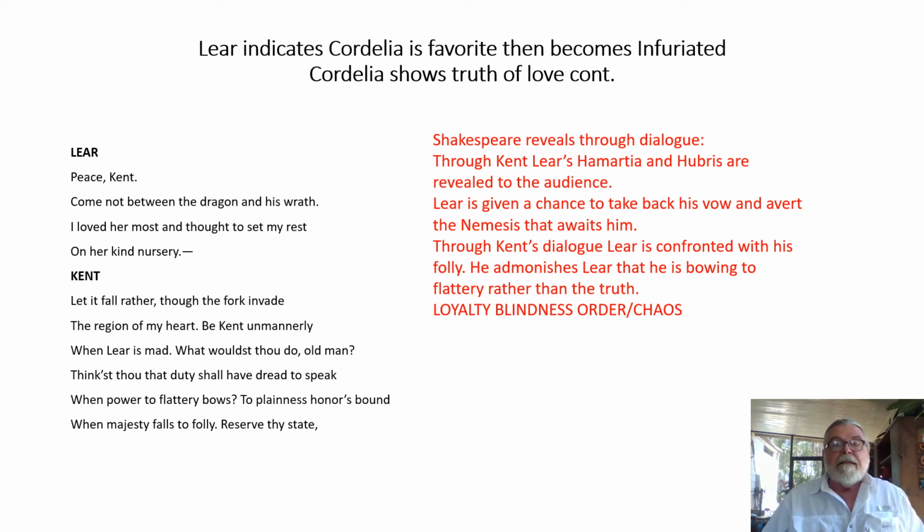Through Kent, Lear's hamartia and hubris are revealed to the audience. Lear is given a chance to take back his vow and avert the nemesis that awaits him. Through Kent's dialogue, Lear is confronted with his folly. He admonishes Lear that he is bowing to flattery rather than the truth. Themes: loyalty, blindness, order, and chaos.